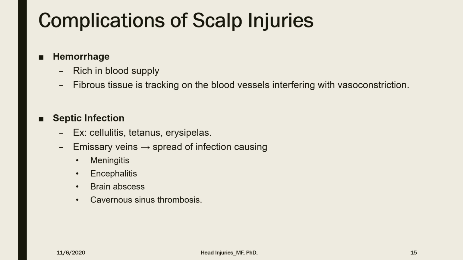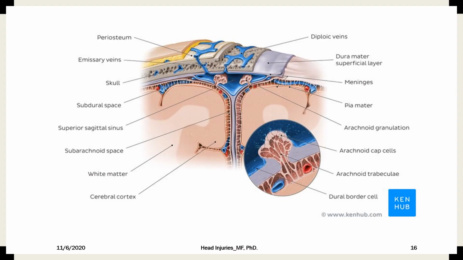Also, because of the presence of the emissary veins, there is spread of infection, causing either meningitis, encephalitis, brain abscess, or cavernous sinus thrombosis. This illustration shows you the connection between the veins in the scalp and the cavernous sinus that is very close to the brain inside the skull cavity, the cranial cavity, and this makes the spread of infection very easy from the scalp to the cavernous sinuses, leading to cavernous sinus thrombosis and encephalitis.